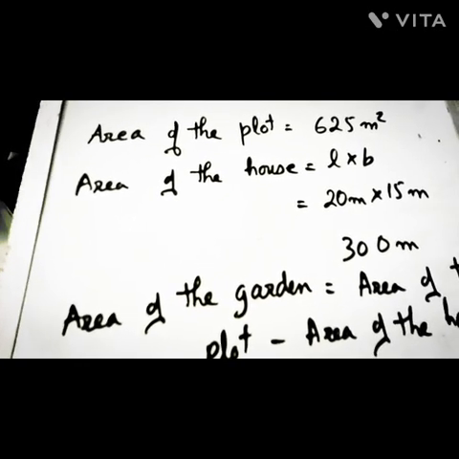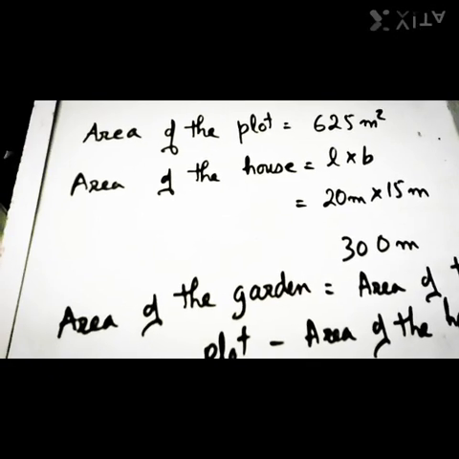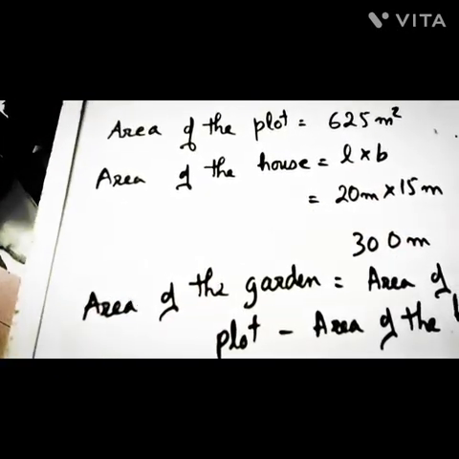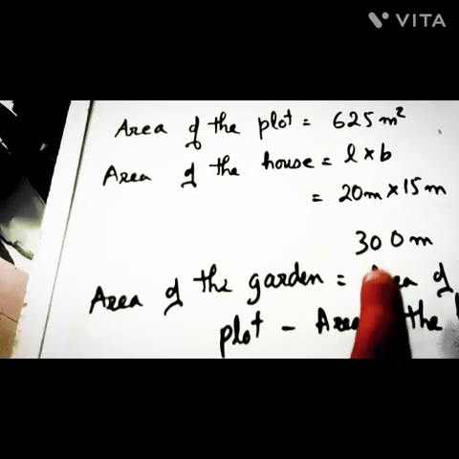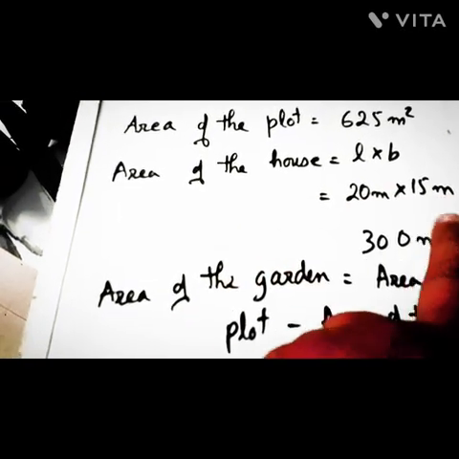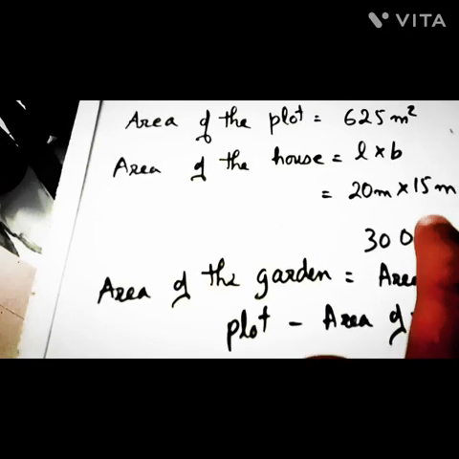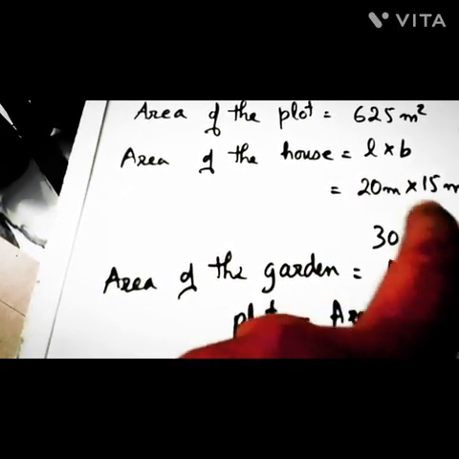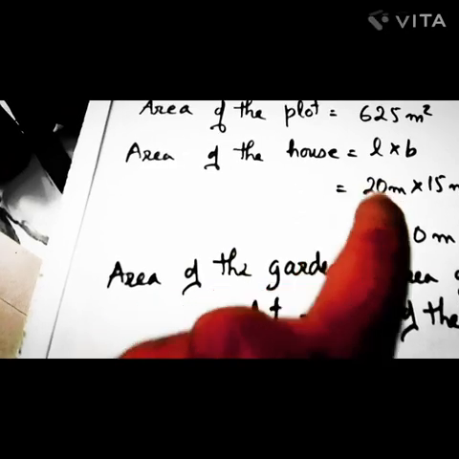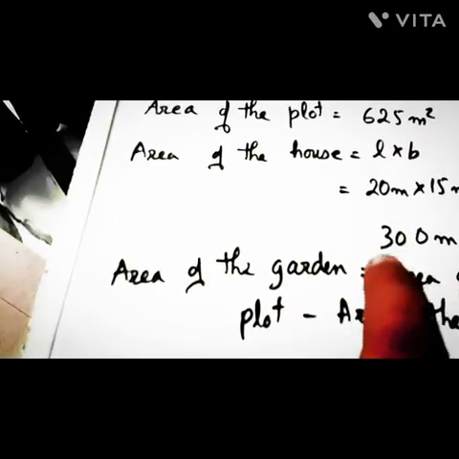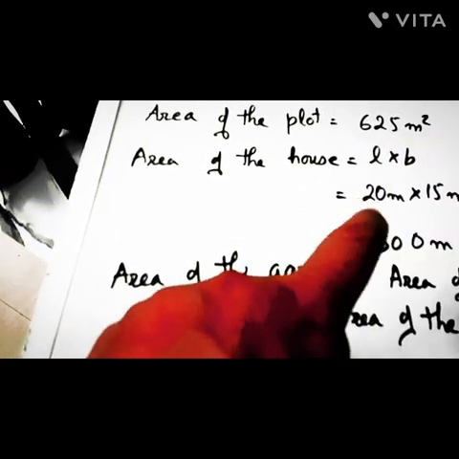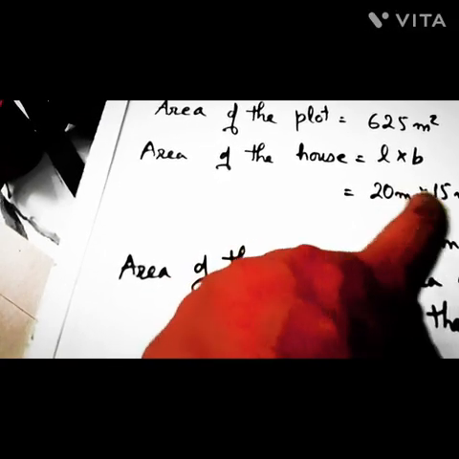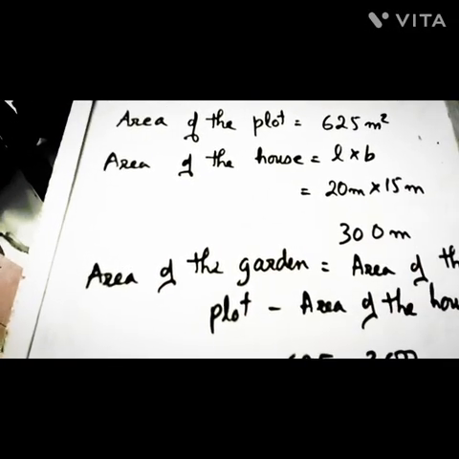Area of the house is a rectangular house, so area is length into breadth. Here, length into breadth. So 20 meter into 15 meter, like in this, we don't need to have a long multiplication method. We can easily find out by looking at it. 15 into 2 is 30, and at the end you add 0, so it's 300 meters square.